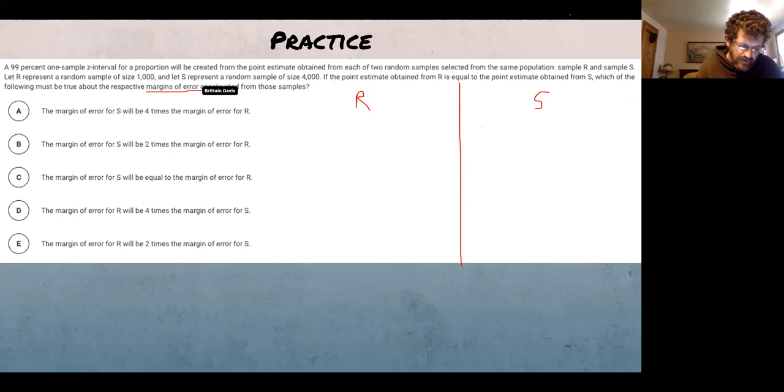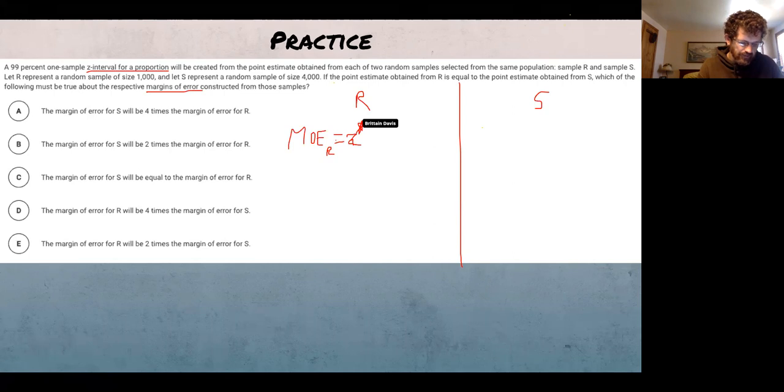Let's see. Oh wait, it says it's for proportions. Okay. And honestly, for this problem, it doesn't matter if it's proportions or not, but it is proportions. So the margin of error for R is going to be our Z star.